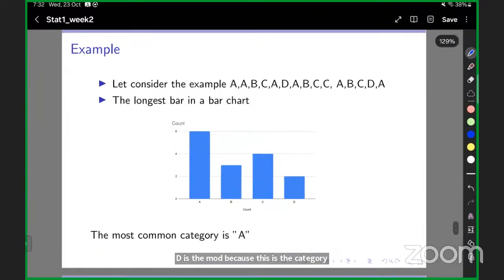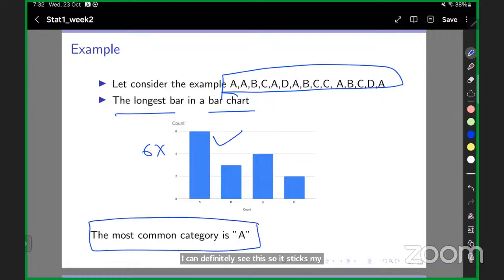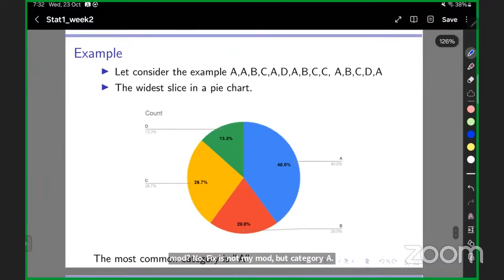So you can see here, we have all these bars, this is what the data is. I have plotted the bars and I will pick the longest bar, which is this. So is 6 my mode? No, 6 is not my mode, but the category A, the most common category, is the mode. In this case, it's a pie chart, and again you can see A has the widest slice, including 40%, higher than any one of them. So that's why A is the mode.